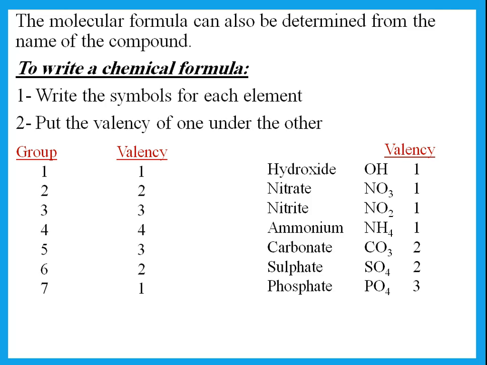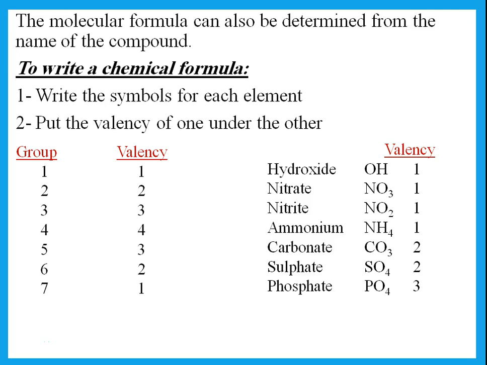Sulfide with a D is the sulfur. Phosphide is the phosphorus. But anything ending in -ate, then it is one of these things that you need to memorize. So ammonium is NH4, valency 1. Carbonate is CO3, valency 2. Sulfate, SO4, valency 2. Phosphate, PO4, valency 3. You need to memorize all of this.